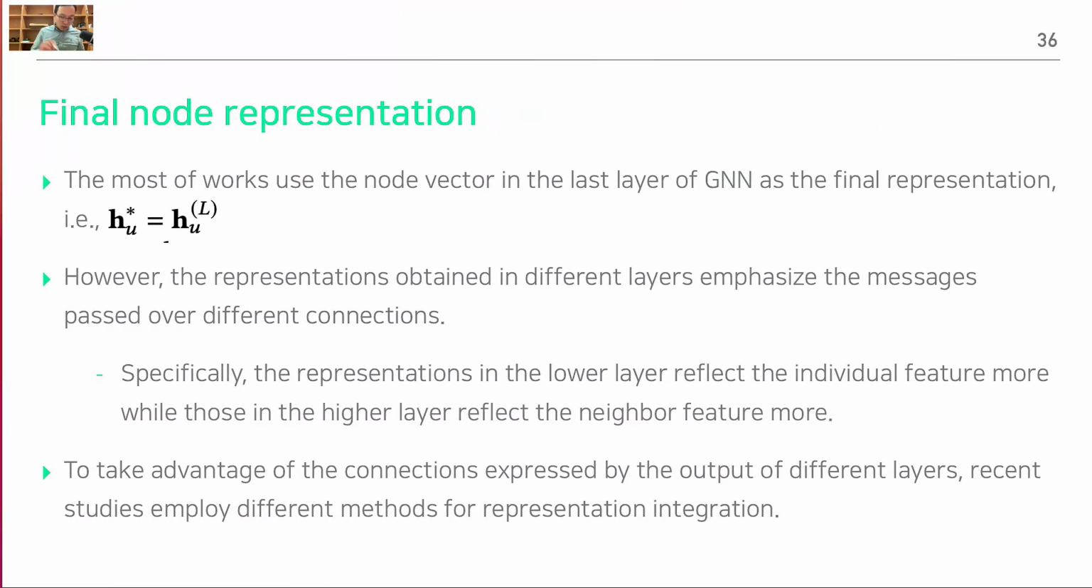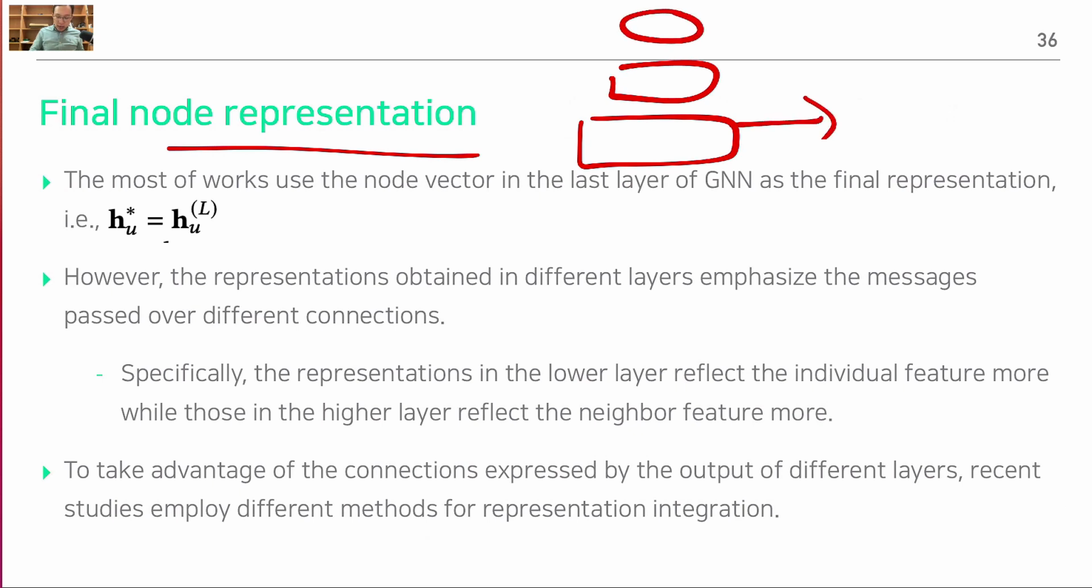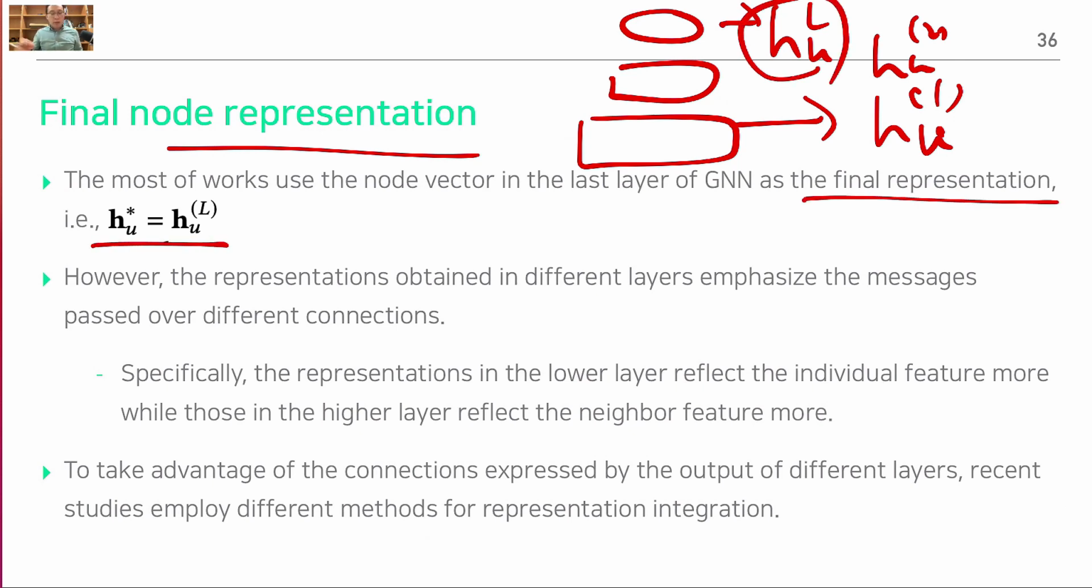All right, so to decide the final node representation, due to the multiple neural network layers, we have multiple representations for the user U: from the first layer, the second layer, up to h_u of the Lth layer. It sounds natural to use the last one for the final representation. Think about your CNN and LSTM. So we use the final representation to predict the label.